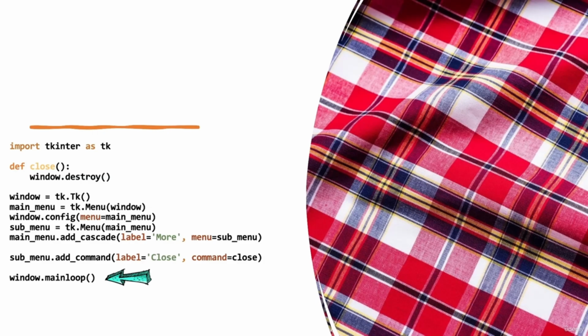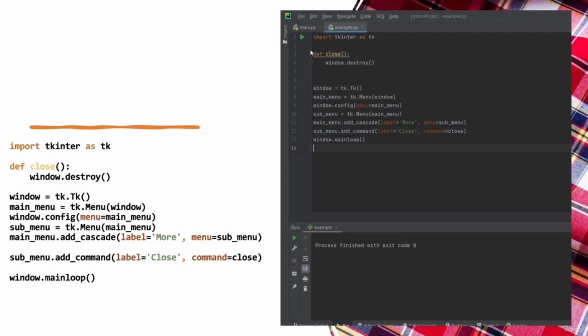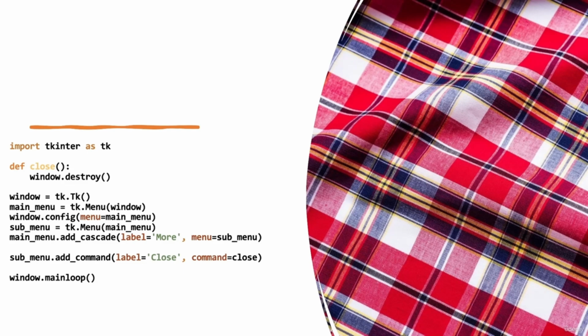When we press on the More submenu item, the Close option should roll down and appear, and when we click on it, we should be able to close the entire window, as our callback contains the following code.